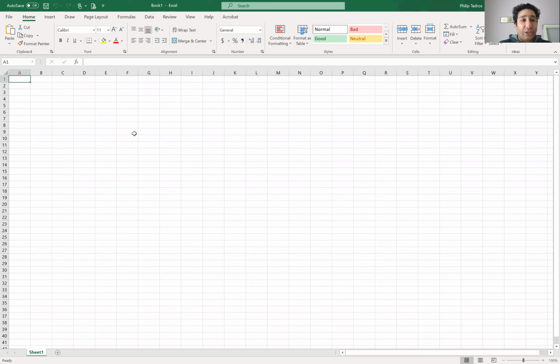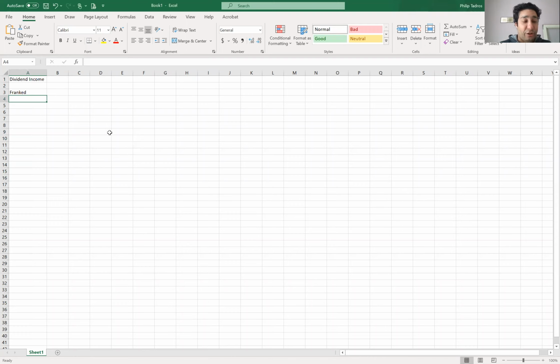Now, let's say you're a shareholder of a company that's listed on the Australian Stock Exchange and you receive dividend income. Now, dividend income is generally assessable income according to the tax laws. So we'll put in dividend income. Okay, now the dividend income comes in two different, in some separate categories.